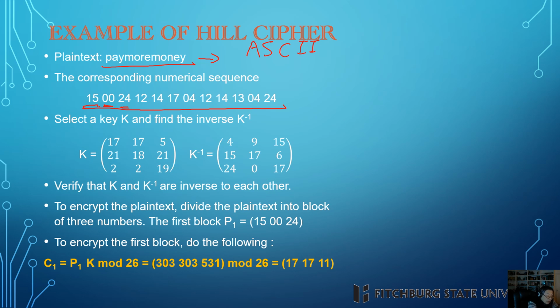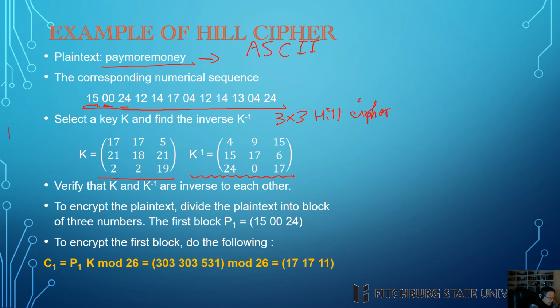Then we select a key, which is a matrix. In this case, we use a 3 by 3 Hill cipher, which means that the key is a 3 by 3 matrix. The next thing is we need to find the inverse matrix of K. Now what is the inverse of a matrix?